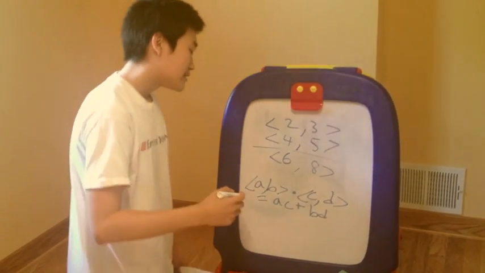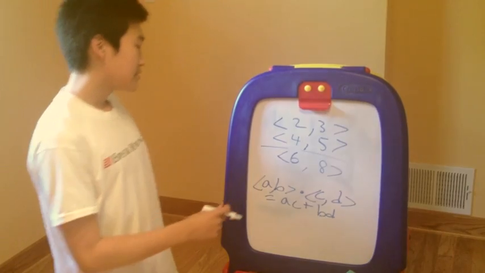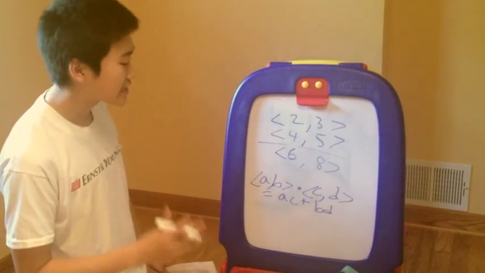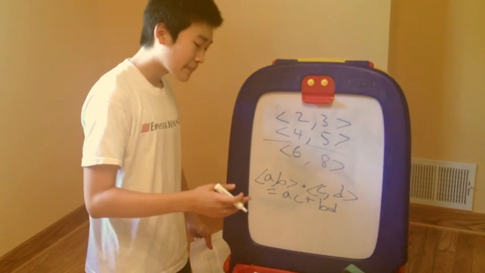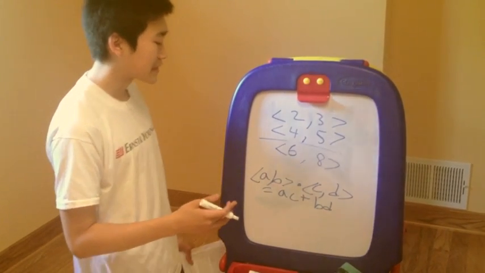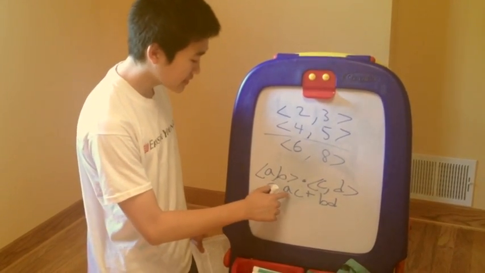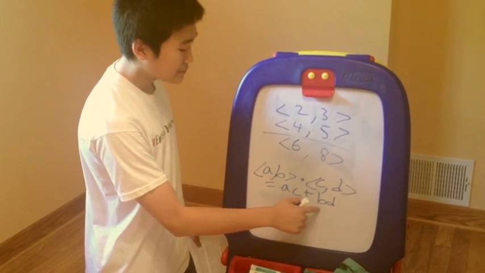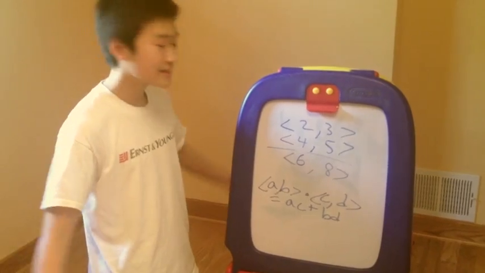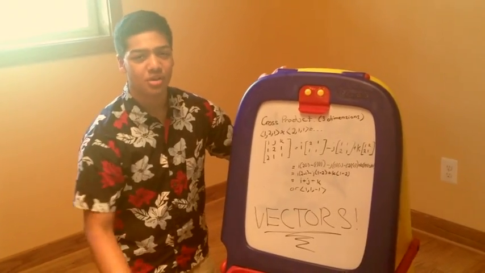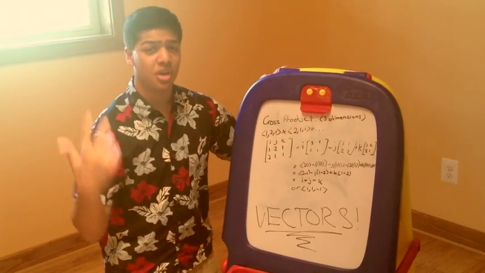Okay. Dot product. In this case, you're finding a scalar answer, which means a non-vector answer. To do a dot product multiplication, you take AC plus BD, and that's your answer. Yay. While the dot product gives us a scalar, the cross product is going to give us another vector.